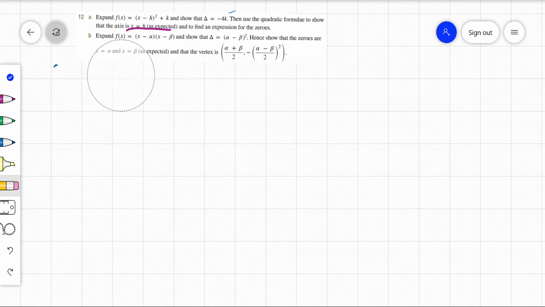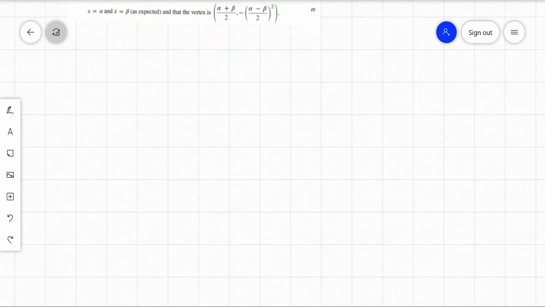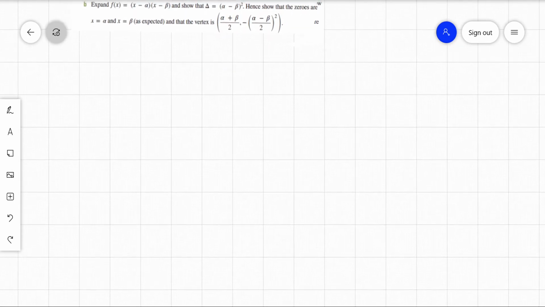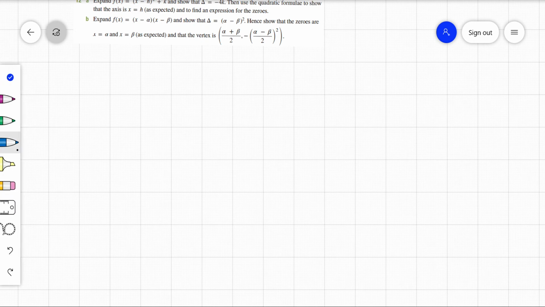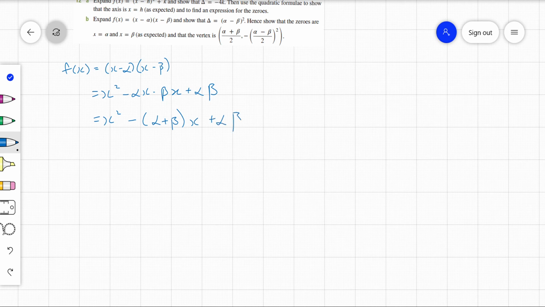Alright, so for b, this time we are expanding out f of x being (x minus alpha)(x minus beta). Expanding it out, we get x squared, we get minus alpha x, minus beta x, and minus times minus, so positive alpha beta. So if I just simplify that, I get x squared minus (alpha plus beta) x plus alpha beta. So just factorize by negative and the x for the middle two terms.